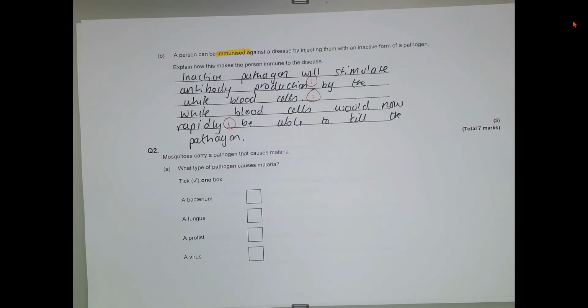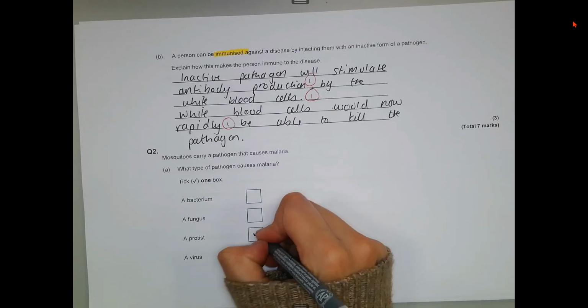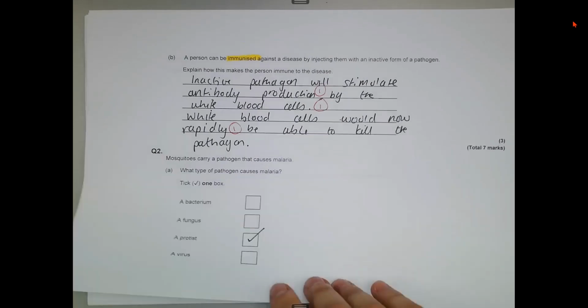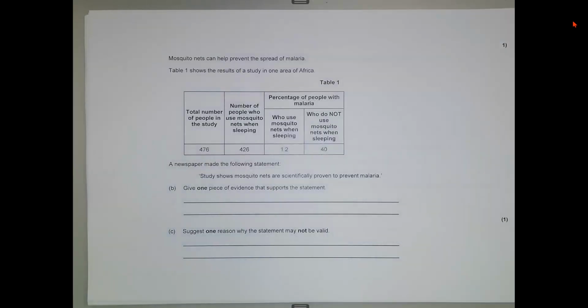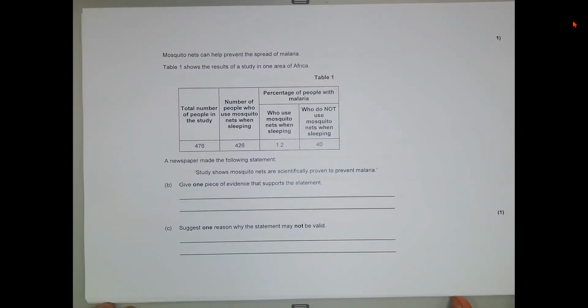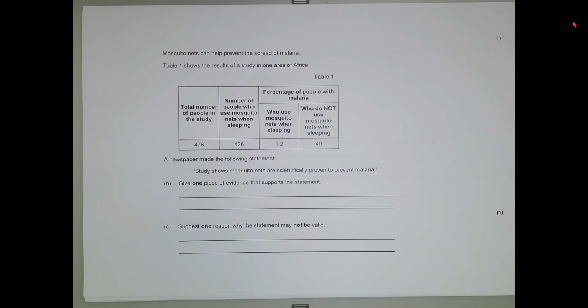Mosquitoes carry a pathogen, and this pathogen causes malaria. The pathogen is a protist. Mosquito nets can help prevent the spread of malaria. Table 1 shows the results of a study in one area of Africa. The newspaper made the following statement: a study shows that mosquito nets are scientifically proven to prevent malaria. Give one piece of evidence that supports this statement.